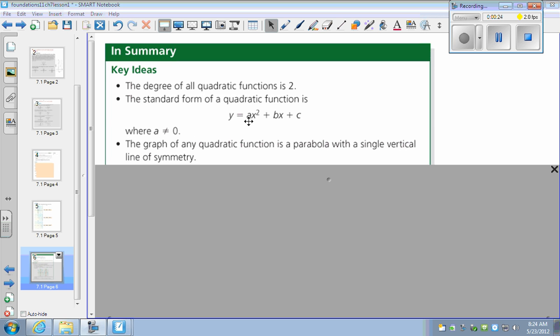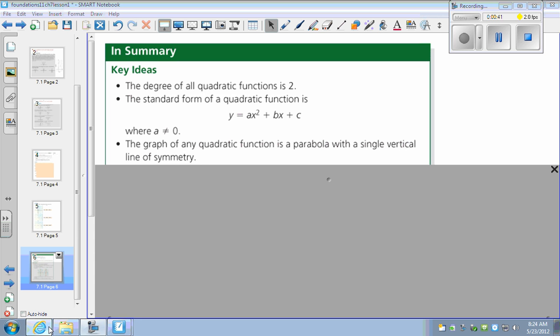And we can put any value for a, b, and c, but a cannot equal 0. Because if we put a 0 there, the highest degree on x would just be 1, and that would be linear. The graph of any quadratic function is a parabola with a single vertical line of symmetry.